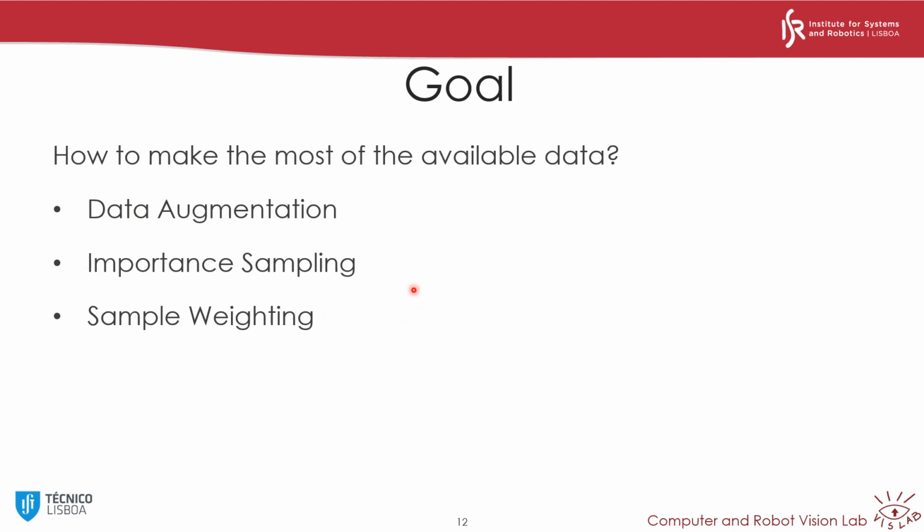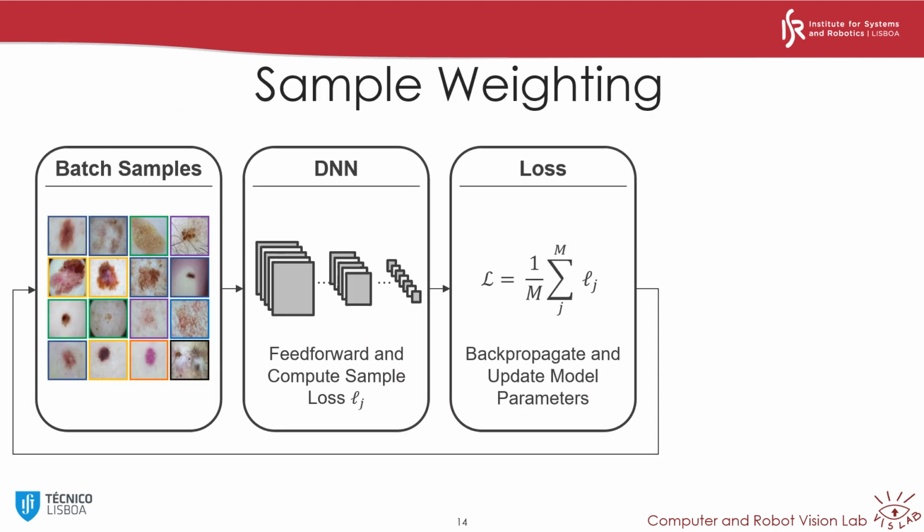Another strategy is importance sampling, and what it basically does is alter the way the batch is constructed in each iteration to train the network. So, for example, some samples may be selected more than others during one epoch of the training. The last strategy, and this is the one that we will focus on, is called sample weighting. And here, basically, the idea is to weight differently the loss associated to each sample, and we'll see how it performs next. To understand how sample weighting works, let's first look at one training iteration of a neural network.